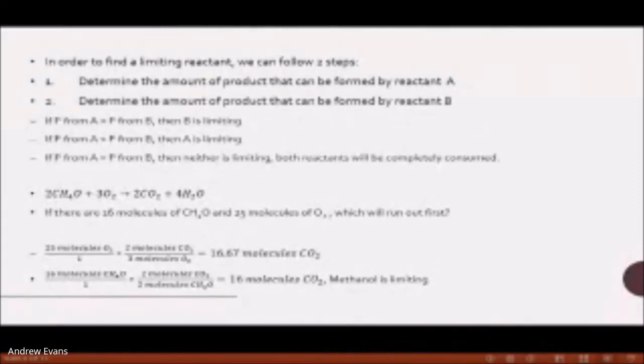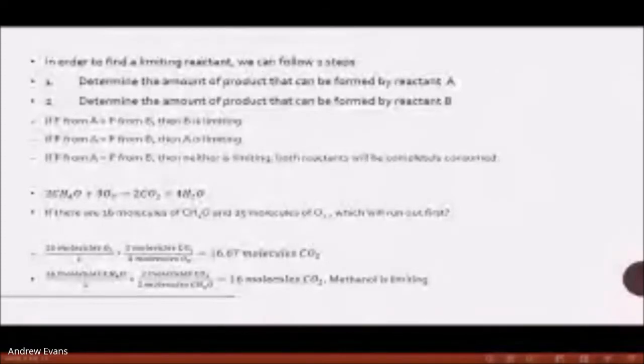The way I like to do it, and the way I have it on the slide, is I'm going to convert reactant A to the product. Then I'm going to convert reactant B to the product. And I'm going to count the amount of product that could be formed from A and the amount of product that could be formed from B. If the amount of product that can be formed from A is greater than the amount that can be formed from B, you take B as limiting. If the amount from A is less than the amount from B, then A is limiting.